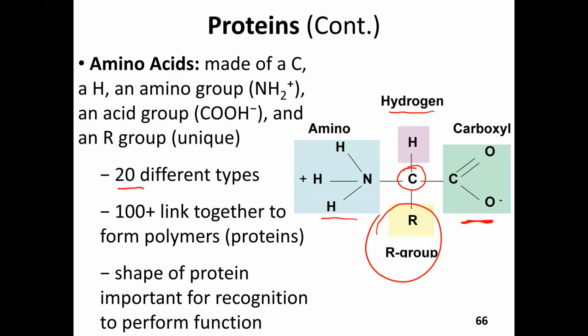And like I said, we have proteins that are enzymes. We have proteins that protect us. So we have a lot of different types of proteins, thousands of different proteins. Proteins tend to be produced when more than 100 amino acids come together, and the shape is important for the function of the protein.